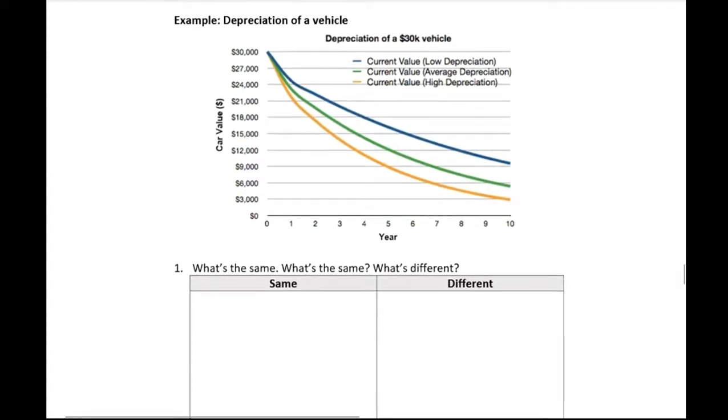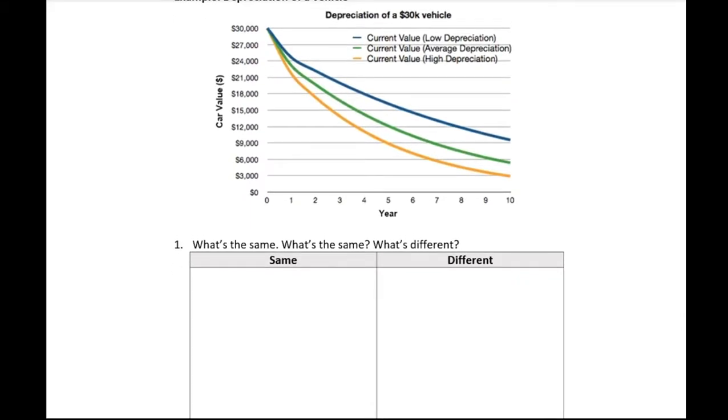So looking at this graph, we want to think about what's the same and what's different. What's the same about our 3 lines, or our 3 different scenarios, and what's different about them? Well, looking at our graph, one thing that's the same is that they start at $30,000. So in all 3 scenarios, our starting value is the same. The initial value of the car is always going to be the same. Again, the only difference might be the brand.